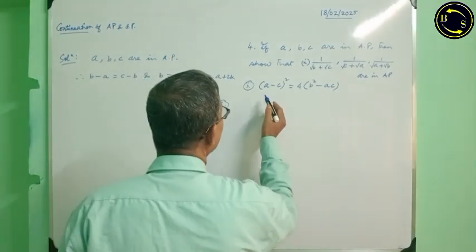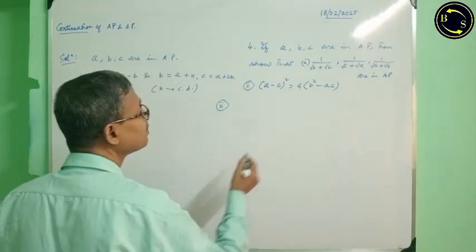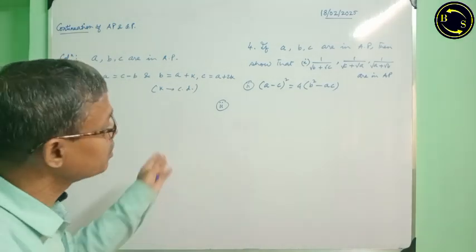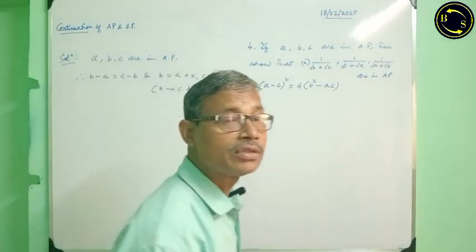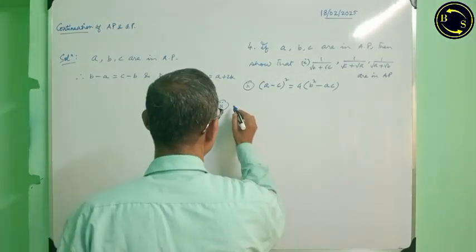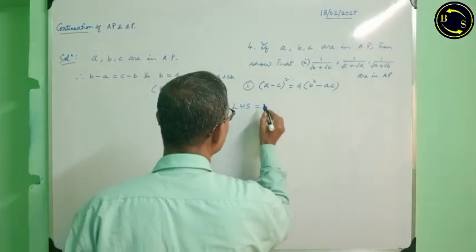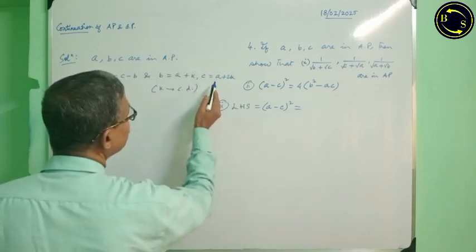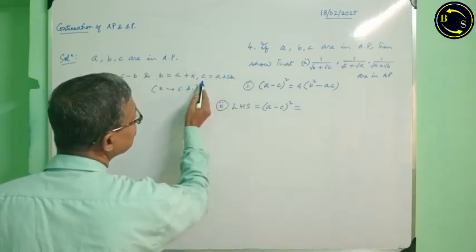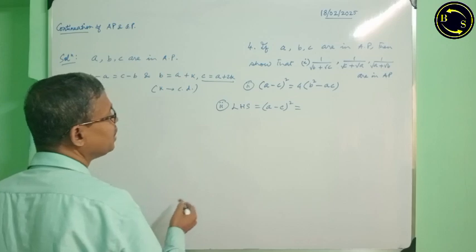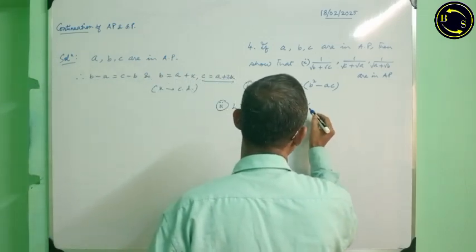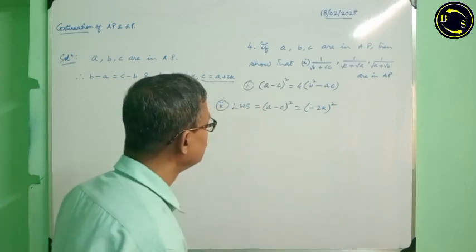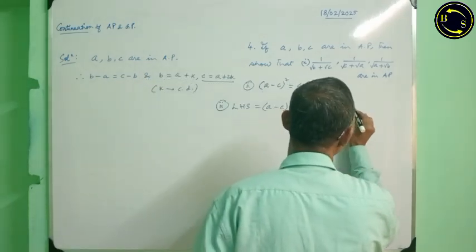Second part: left hand side, A minus C whole square; right hand side, 4 into within brackets B square minus AC. We calculate the left hand side and the right hand side separately. LHS: A minus C whole square. Now A minus C, from here we get minus 2K, that is 4K square.